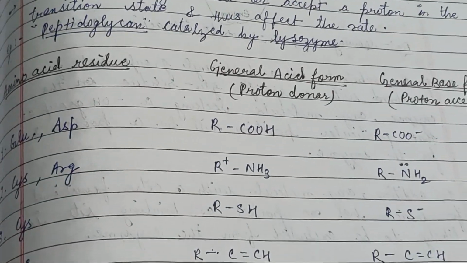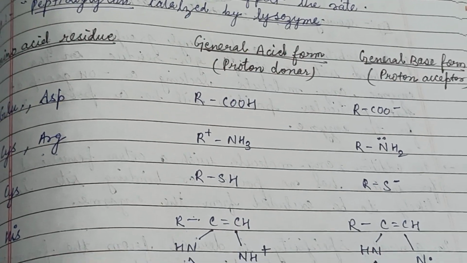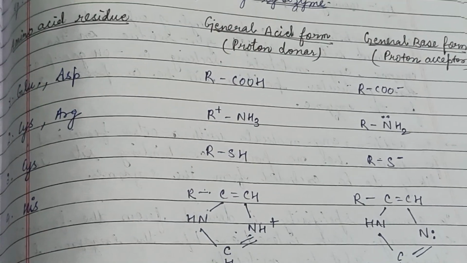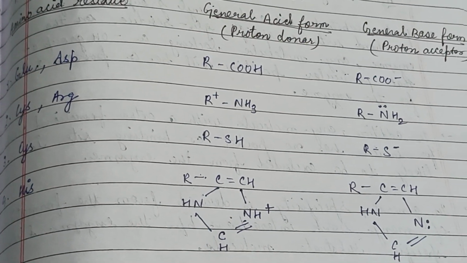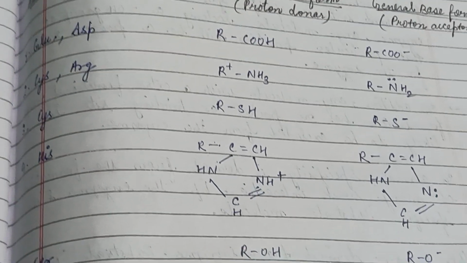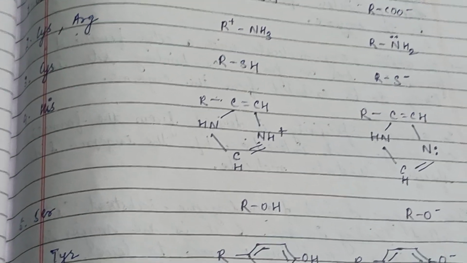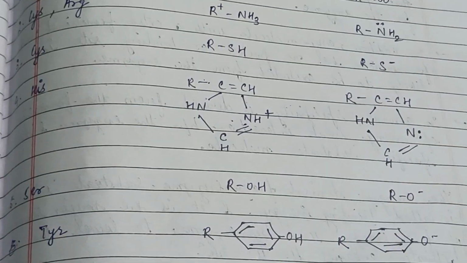So amino acid residues have a general acidic form and a general basic form. So for glutamic acid and aspartic acid, RCOOH carboxylic acid is present and the RCOO minus. And for lysine, arginine, cysteine, histidine and serine, tyrosine are given as follows.